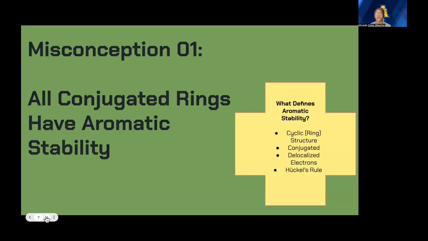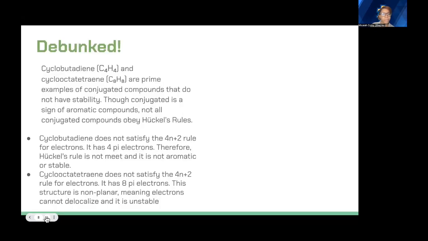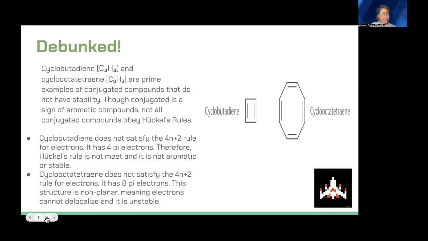So first, we'll dive into our first misconception of aromatic and anti-aromatic compounds, which is that all conjugated rings have aromatic stability. Now, what defines aromatic stability? It is when a compound is cyclic with a ring-like structure, conjugated, the electrons are delocalized, and it obeys Huckel's rule in all cases. In this case, this has been debunked. So when we look at these two compounds, cyclobutadiene and cyclooctatetraene, you can see that they are both conjugated, and as well they have pi electrons that exist within their compounds.